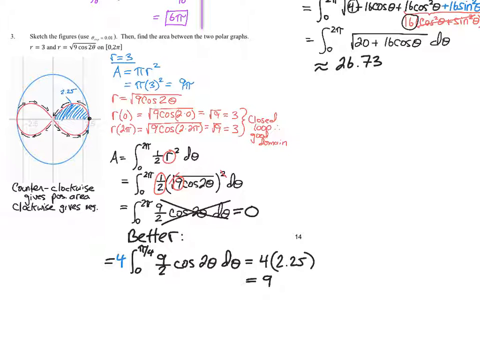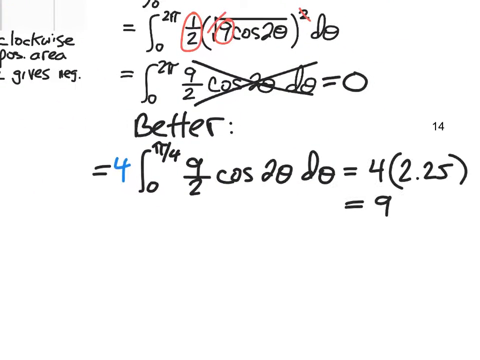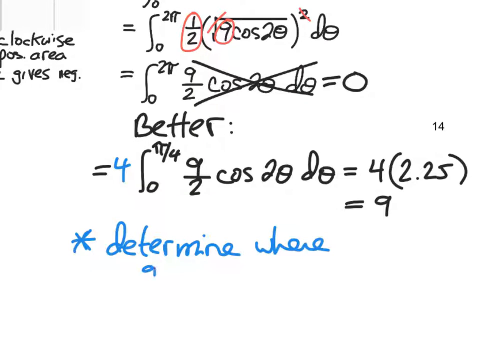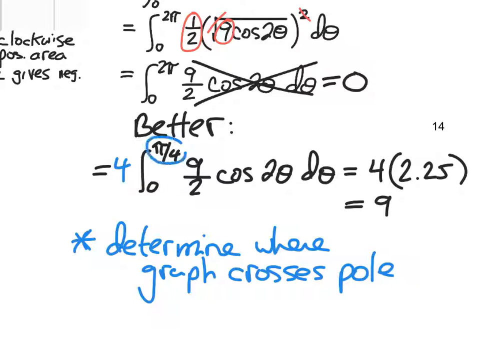All right. So determine where the graph crosses the pole. That'll give you your pi over 4. So that's taking our original function, our original r value, 9 cosine 2 theta, and doing one of two things: guessing and checking, or set it equal to 0 and solve.